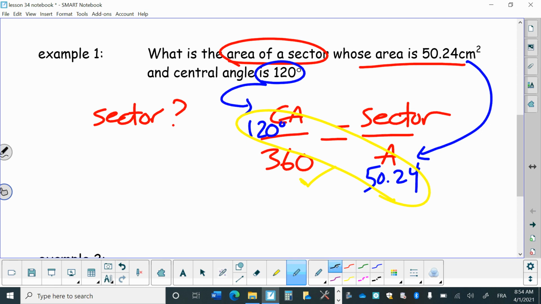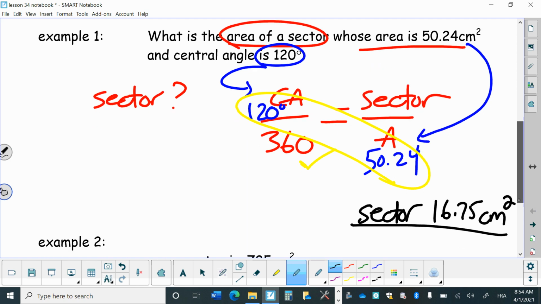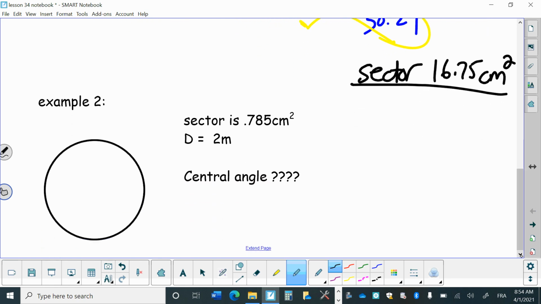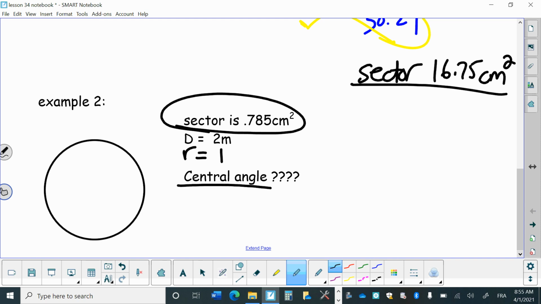And this here, of course, I always have that little line there. I'm looking for the area of the sector. And that answer is 16.75. It is an area, so centimeters squared. That's super straightforward. The next question, it's actually giving you the area of the sector. It's giving you diameter. We know from diameter you can also get radius. And the question mark here is, what is the central angle?